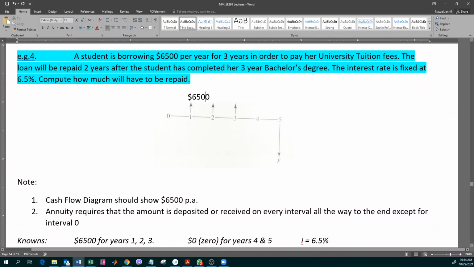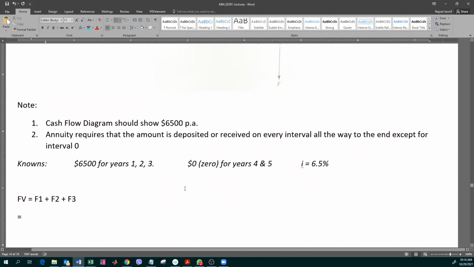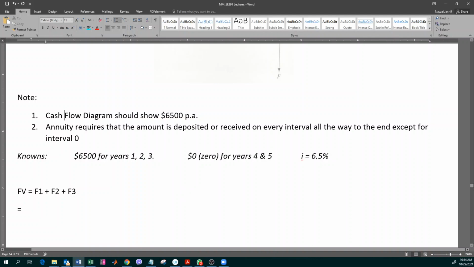So that's $6,500 there. How do we handle this? We have to find the value of this $6,500 projected all the way till year 5. What is the value of the second $6,500, the year 2 $6,500, projected all the way till the final year? And then find the value of the third $6,500 projected all the way till year 5. And then we sum it up. So the final value is F1, which is coming from the first year, plus F2, which is coming from the second year, plus F3.